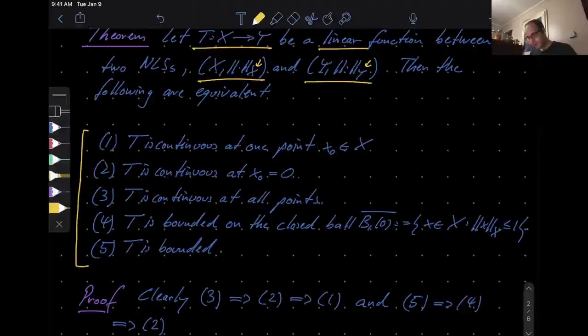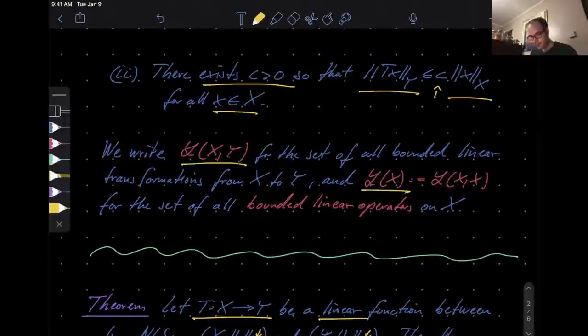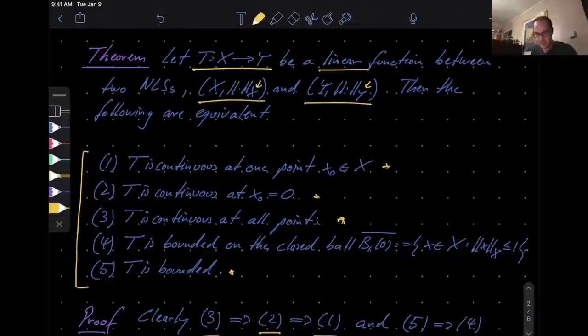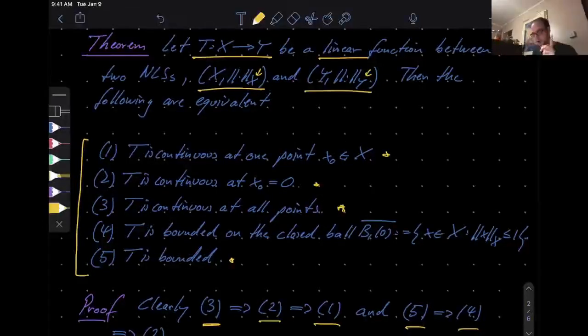First off, some of those implications are trivial, because for instance, if you start with continuity at all points, then certainly you have it at the origin, and if you have it at the origin, then you have it at least at one point, namely the origin, right? So 3 implies 2 implies 1 needs no further comment. Likewise, if T is bounded everywhere, meaning in the sense of this definition, so there exists one constant so that for all x everywhere you have this bound, well, if this is true everywhere, then of course it's also true in particular on the closed ball. So 5 implies 4 is clear. And now I also claim once you have the boundedness on the closed ball, then you have immediately continuity at the origin. Okay, that's maybe not clear right away, but it is really easy.